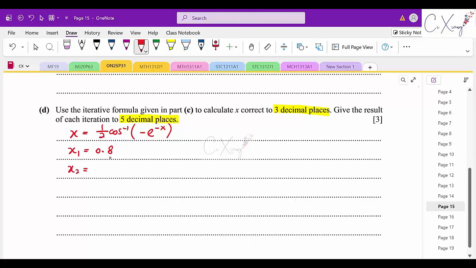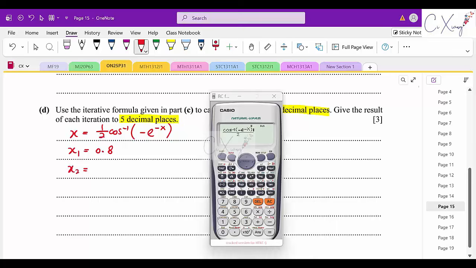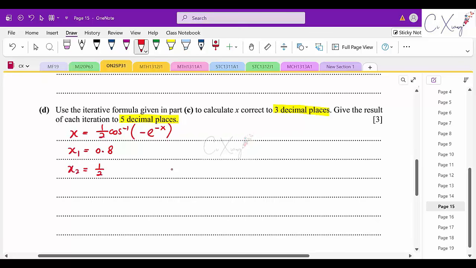Usually I will just take that 2 value as a reference point, the reference value to start with. Okay, so we start. Let's say now I want to use the 0.8. How to get the x2? To get the x2, you need to substitute the 0.8 into your equation here, the iterative equation.